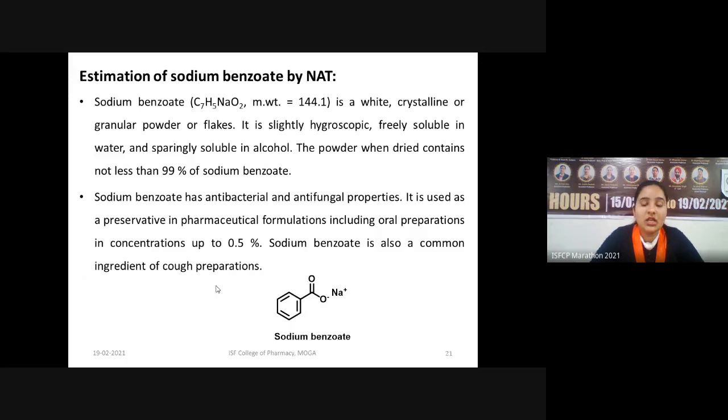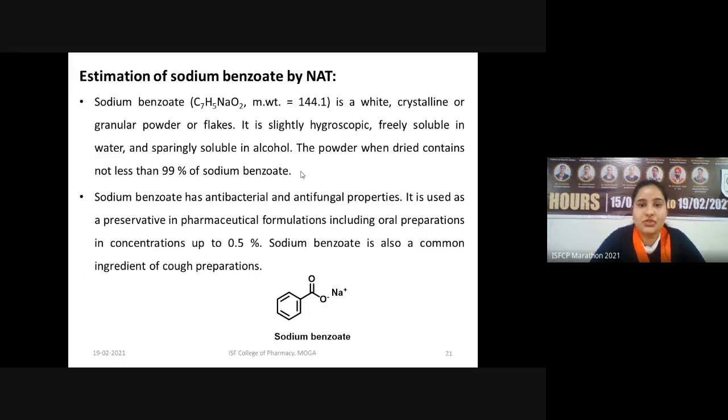This is the structure of sodium benzoate. In the structure, we can see that benzene is attached to the carboxylate group, and the carboxylate group is attached to the sodium ion. The molecular weight of sodium benzoate is 144.1 gram, and the chemical formula is C7H5NaO2. There are 7 carbon atoms and 5 hydrogen atoms, with 2 oxygen atoms.